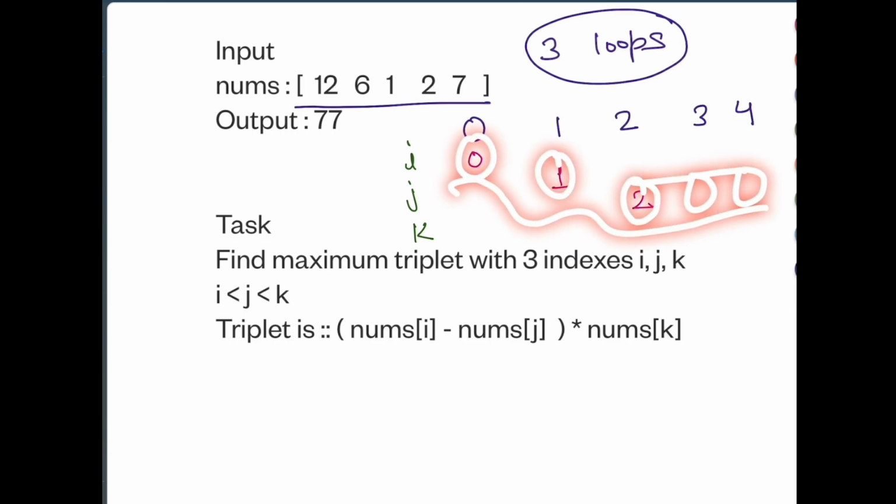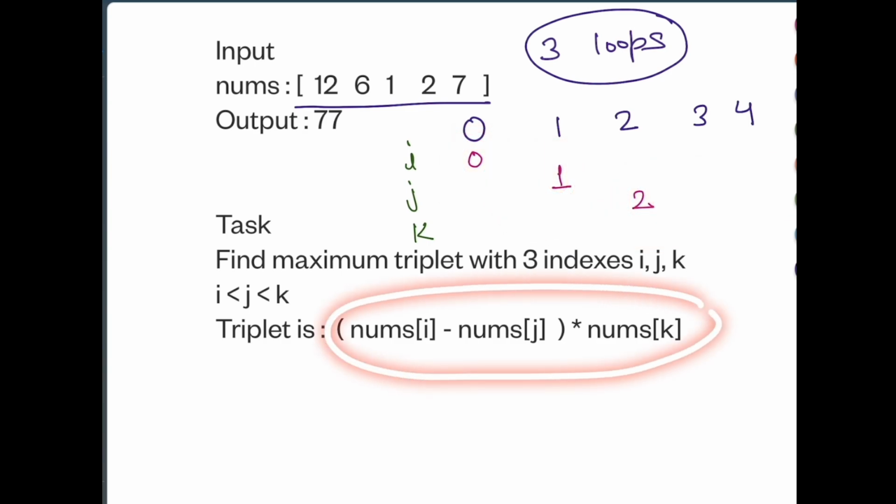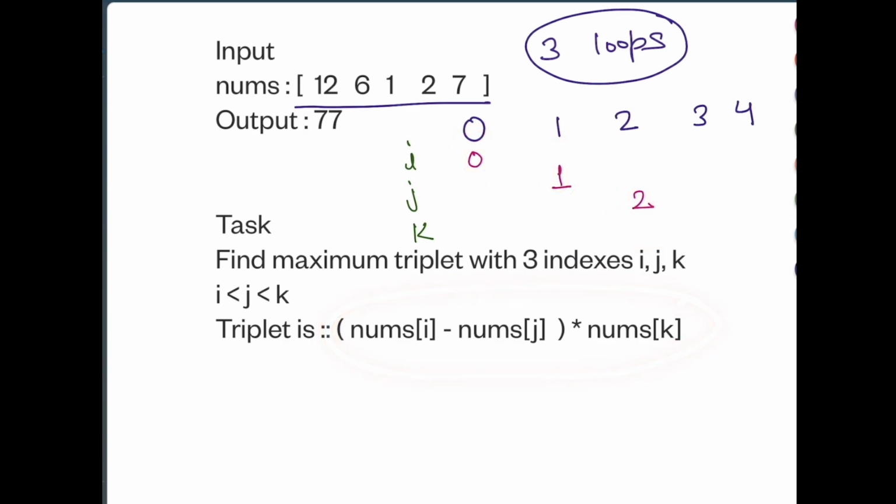You will form three triplets, and you will calculate the value of this particular triplet, and whatever is the maximum you have got, that will be your maximum after processing i at 0. And again, you just need to increase the value of i and j. i will be at 1, j will be at 2, and k will be 3 and 4.